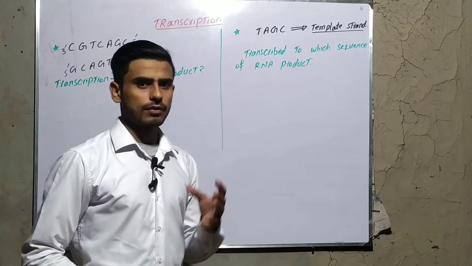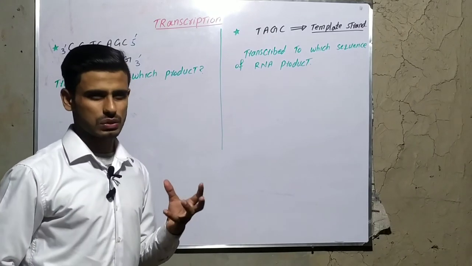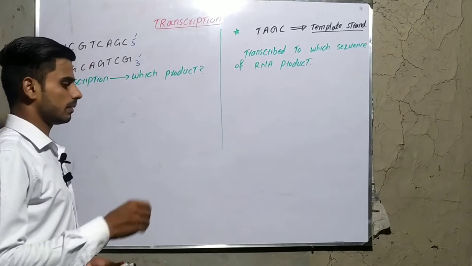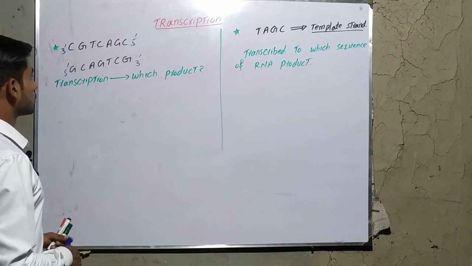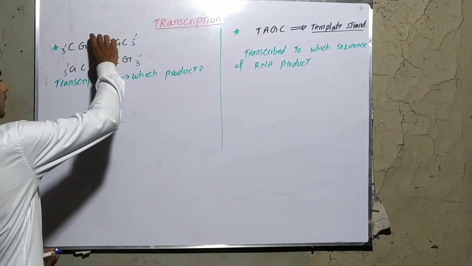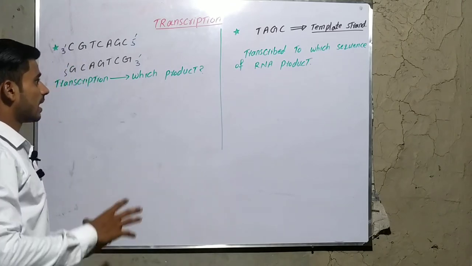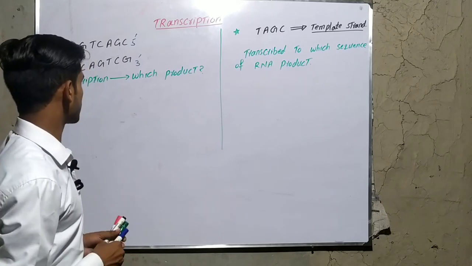So now I would like to give two examples about transcription, two MCQs. I would like to solve two MCQs. These MCQs are given in the Kaplan book. So now I would like to discuss that. Now this is the DNA double-stranded molecule, and this is the direction of the transcription. Then what is the sequence of the RNA product? So what must be the sequence?